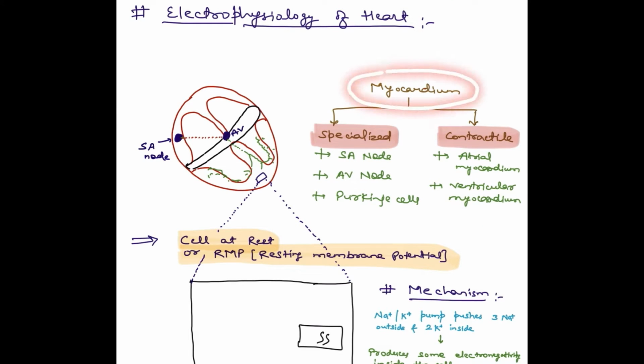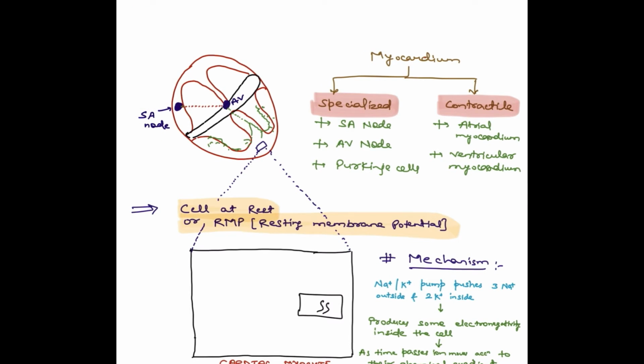Our myocardium, or heart muscle, has two types of tissue. One is specialized tissue and the second is contractile tissue. Examples of specialized tissue are the SA node, the AV node and the Purkinje cells. Examples of contractile tissue are the atrial myocardium and the ventricular myocardium. So let's take the example of the myocardium. Let's take one cell of the myocardium and zoom in here.